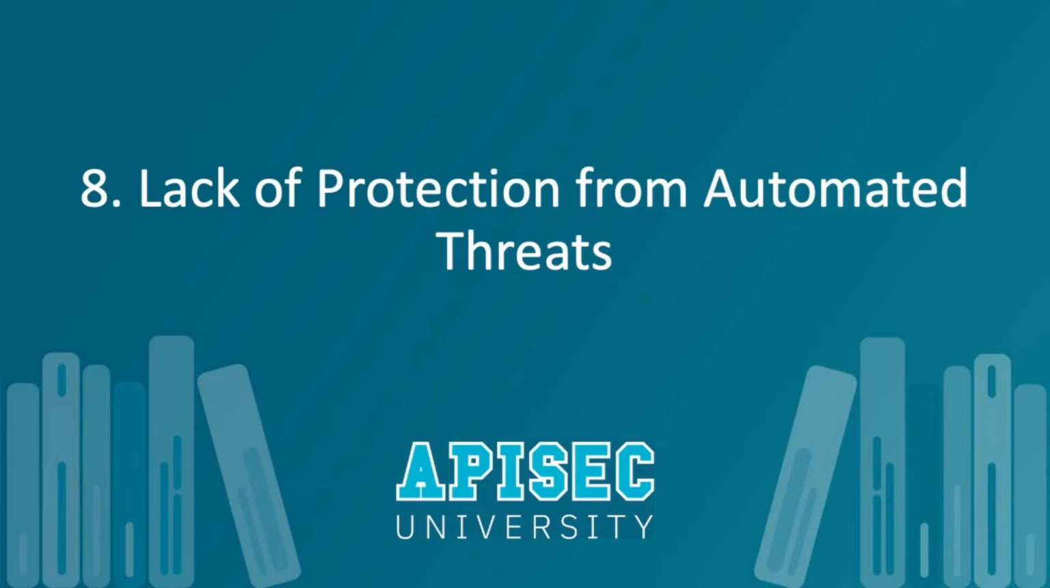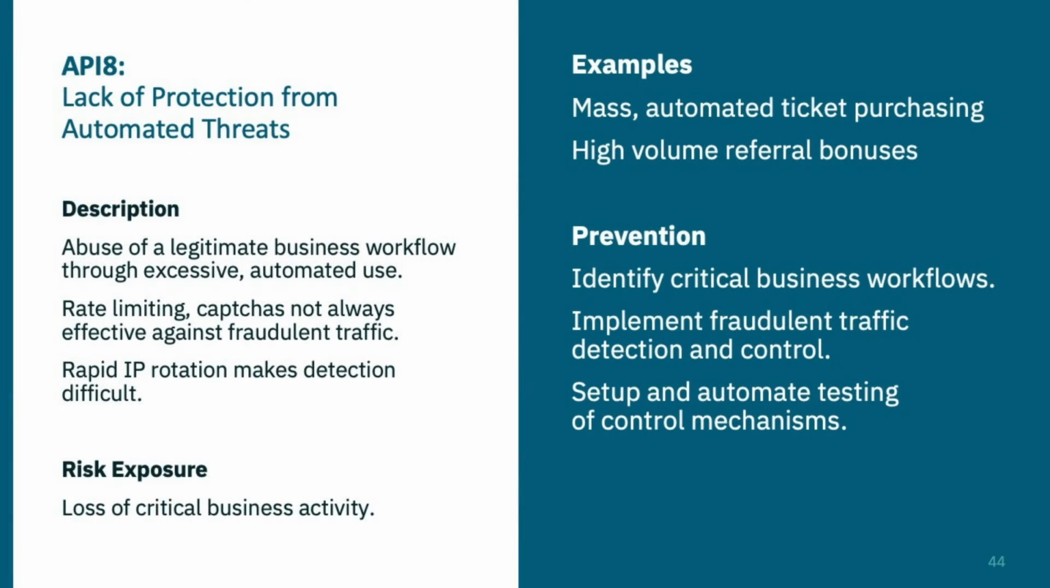And number 8, lack of protection from automated threats. This is a new one, and it really reflects the use of automated or bot-type scans to look for vulnerabilities and then to harvest. So these are mass volume attacks and harvesting of data.